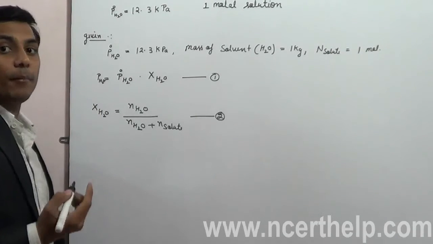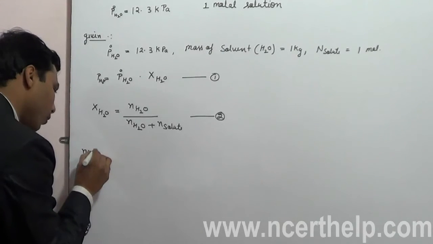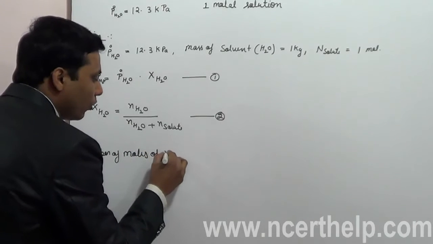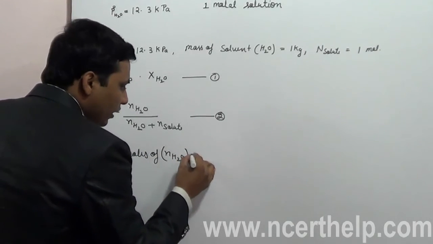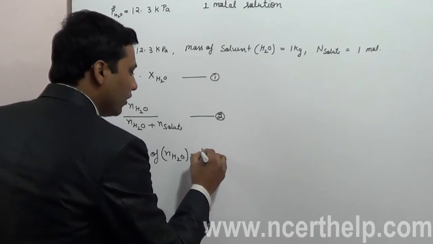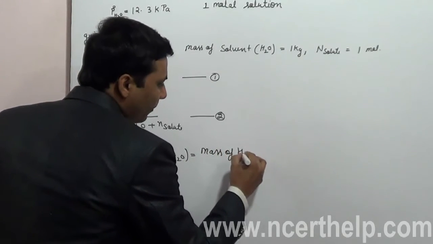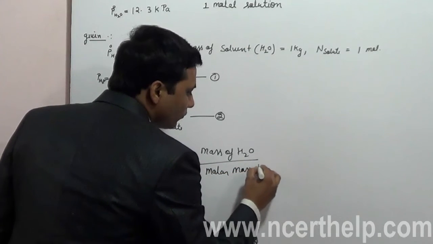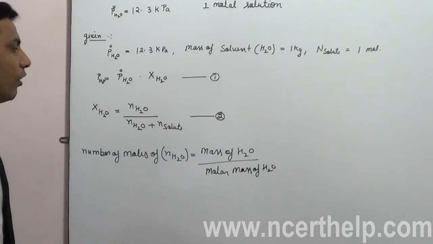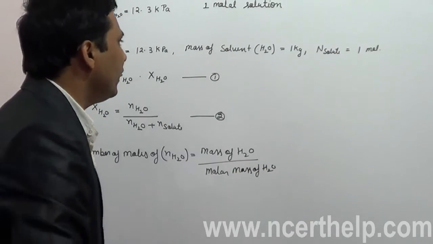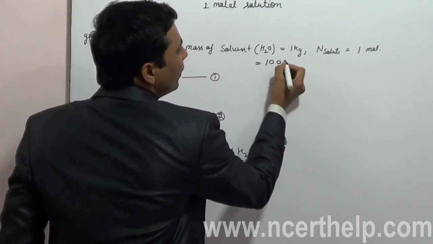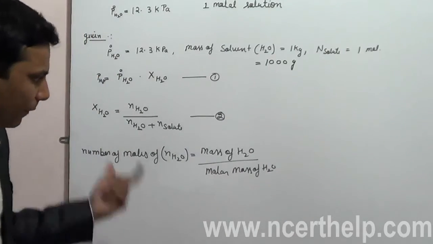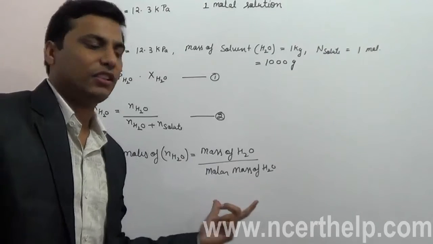So what is the formula of number of moles? Number of moles of H2O is equal to mass of H2O divided by molar mass of H2O. Here we know the mass of H2O is 1 kg, and 1 kg is always equal to 1000 gram. So the mass of H2O is 1000 gram, and we have to calculate the molar mass of H2O.